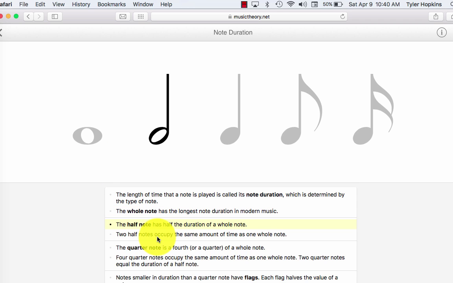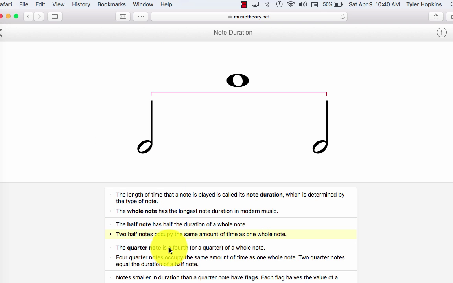The half note has half the duration of the whole note. Notice the new line above it. Two half notes take the same amount of time as the whole note. So the whole note would be equal to 4, and these would each be equal to 2 counts.